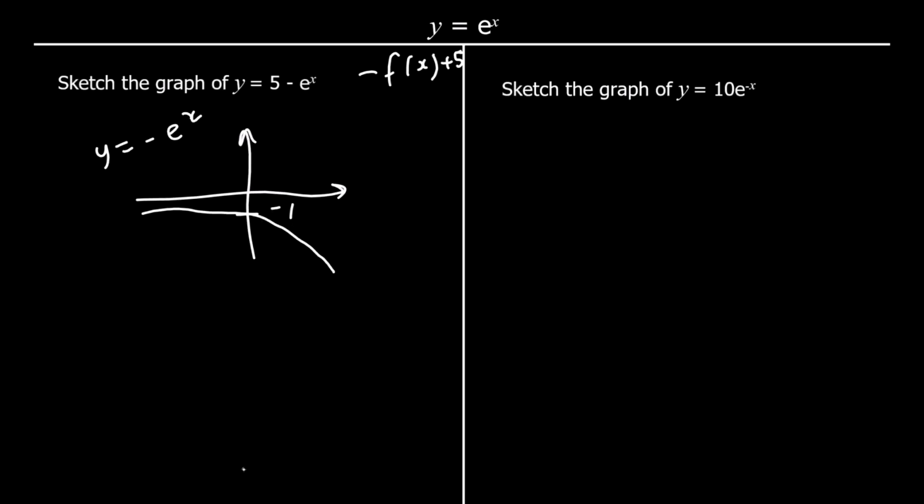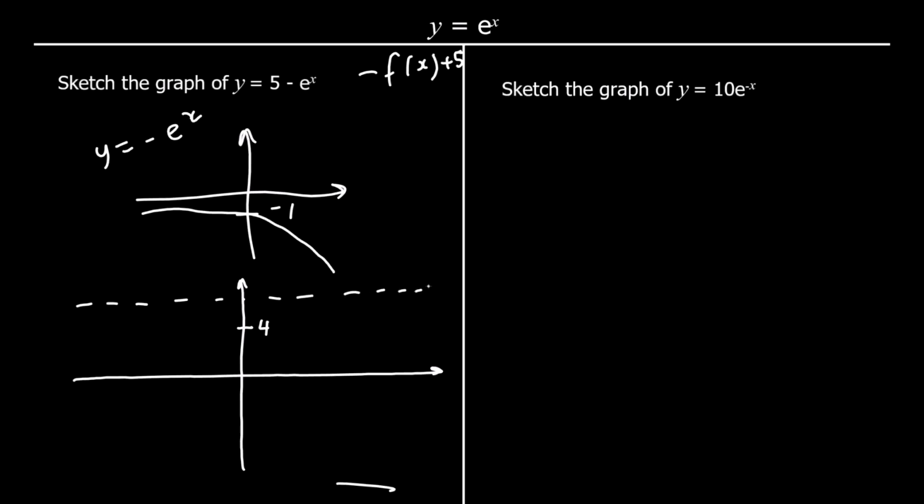So instead of crossing at -1, it's going to cross 5 spaces up at 4. The asymptote would have been at 0. Now it's going to be 5 spaces up at 5. So our graph is going to look like this. Usually when we sketch a graph, we want to know where it crosses the x-axis and the y-axis. This one crosses the x-axis as well. We haven't learned how to work out that coordinate yet, so we'll leave it like that.